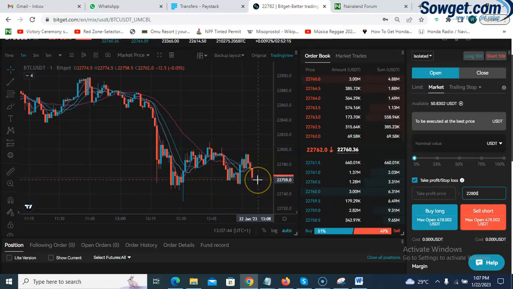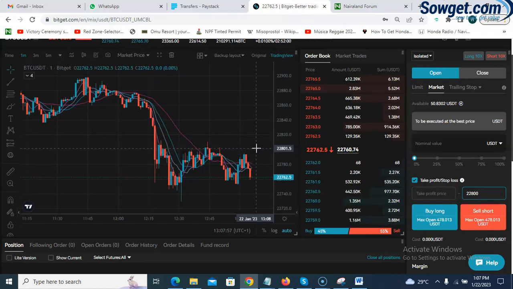All right. So what this means is that if you enter a sell trade, and instead of the trade going in our direction, the trade starts going against us and it gets towards the price of 22,800, then the broker, that's Bitget, should close that position for us so that we don't lose our entire cost or entire margin that we are using to hold that trade.